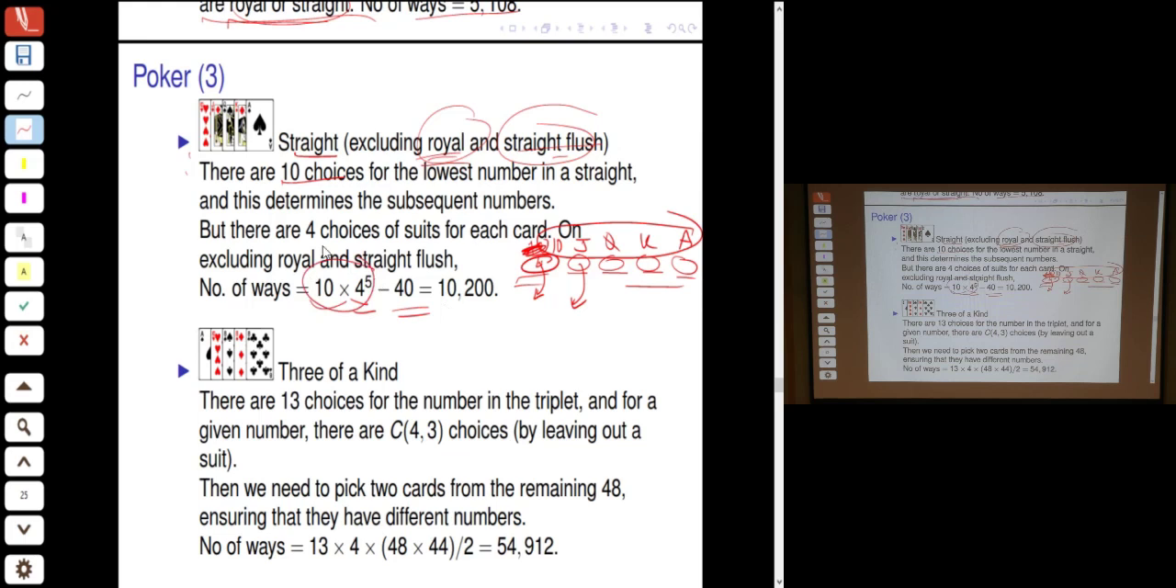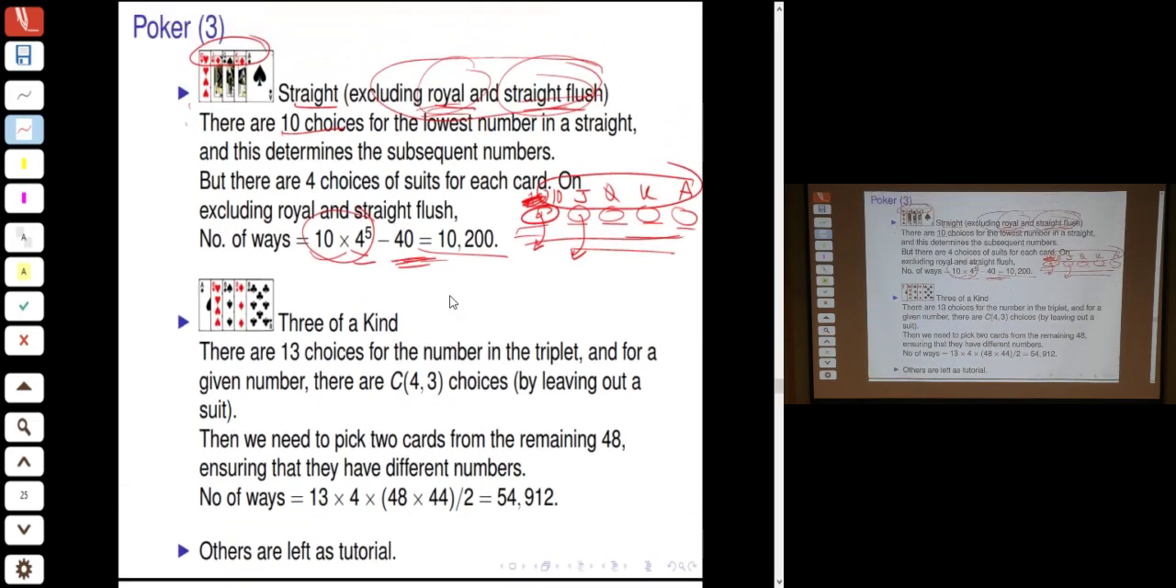So that's without excluding royal and straight flush, because if you count in this way, you can in fact get this combination in this manner, which can be a royal flush. So you have to subtract the number of royal and straight flushes, which you can obtain from the previous discussions.